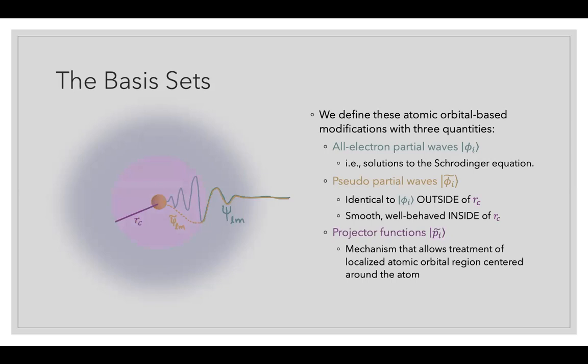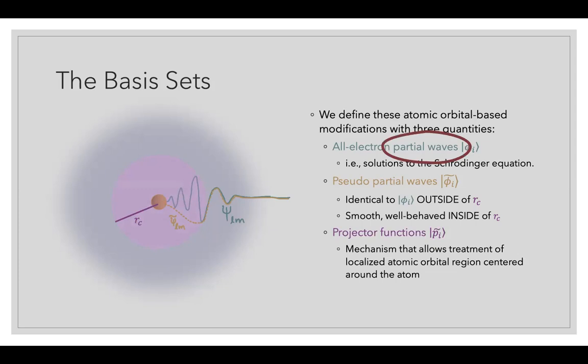And then, of course, we need to define the actual mechanism that allows us to have these representations at all. Those are the projector functions. They allow us to dedicate our treatment just to the localized regions around the atomic orbital, such that they are centered around the atom. So these are the three functions that we will use basically everywhere in PAW to define things.